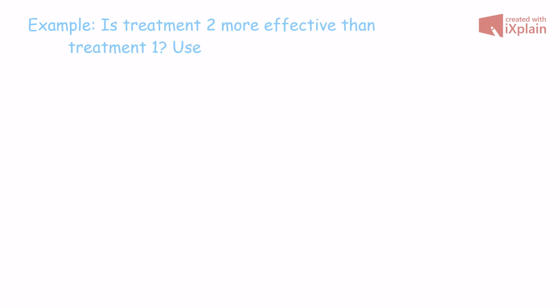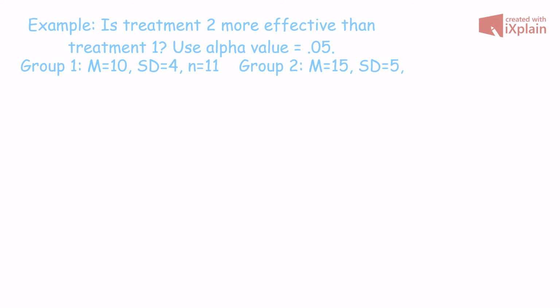Now we're going to do an example. Is treatment 2 more effective than treatment 1? We're going to use an alpha value of 0.05. Here is some information that you need to know about group 1 and group 2 in order to run the statistic. Group 1 has a mean of 10, a standard deviation of 4, and had a sample size of 11. Group 2 had a mean of 15, a standard deviation of 5, and a sample size of 11.